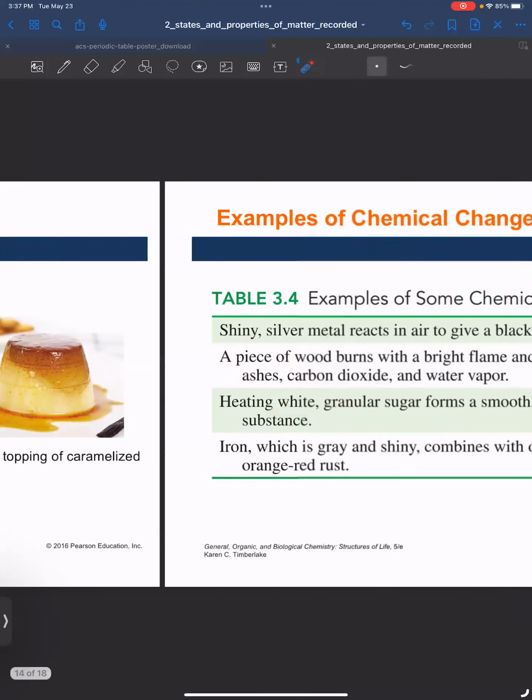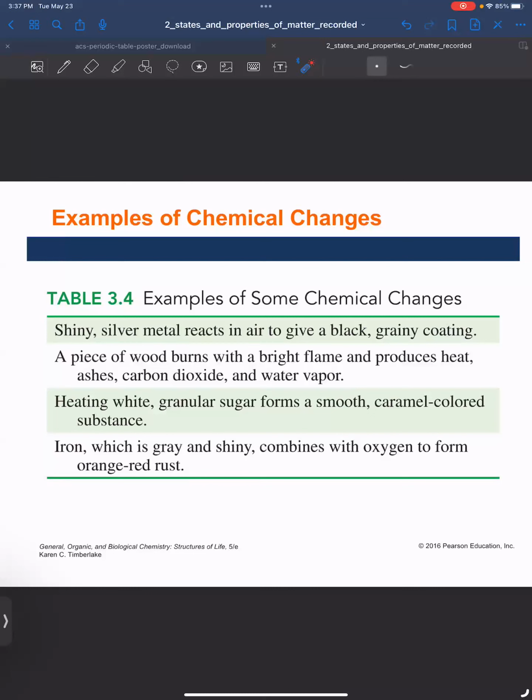Let's go through a few more examples of chemical changes. So for example, if you have silver, like actual silverware made of silver, originally that silver metal is shiny, but over time it reacts with the oxygen in air to give a black grainy coating. Same if you have pure silver jewelry. That is an example of a chemical change. You're actually forming something called silver oxide, which we'll learn more about later.